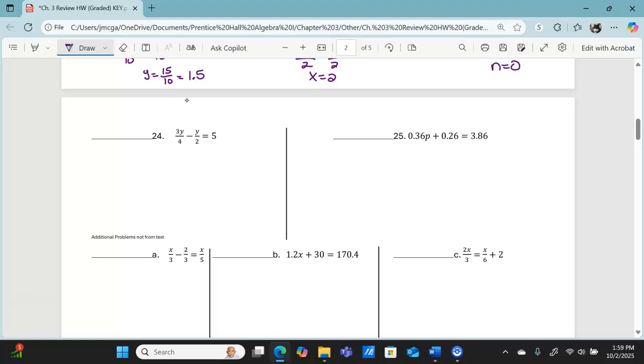On number 24, we have a fraction. 4 and 2, our common denominator is going to be 8. So I'm going to multiply this by 8, this by 8, and this by 8. And then looking to see what will reduce, 4 will go into 8 2 times, and 2 will go into 8 4 times. So now that I have that, 3y times 2 would be 6y, minus 4 times y would be 4y, and then 8 times 5 is 40. So 6y minus 4y is 2y. Divide by 2, and we get y equals 20.